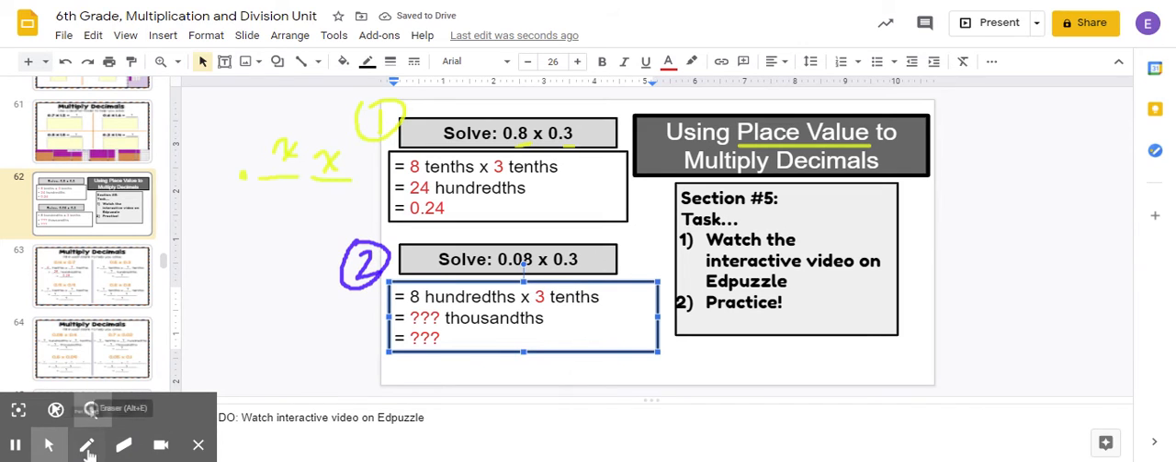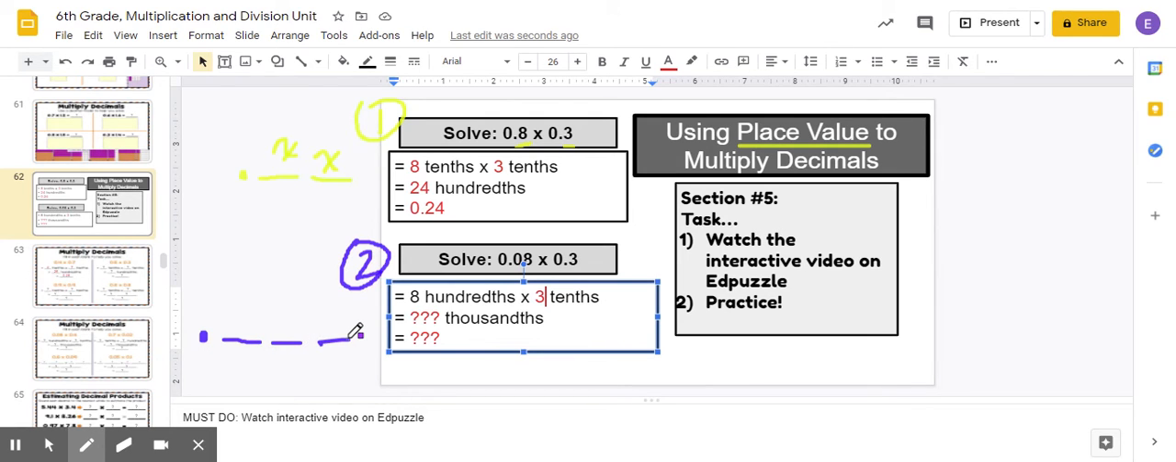And so when we think about our place value spots, here's our decimal. We've got two digits for hundredths. We've got one digit for tenths. So we're going to end up with a certain amount of thousandths. Okay, so then as we solve, I still know that 8 times 3 is 24. But this time it's 24 thousandths. So as we write that, we want to say 24 thousandths. The last digit with value, this 4 right here, is in the thousandths place value spot.